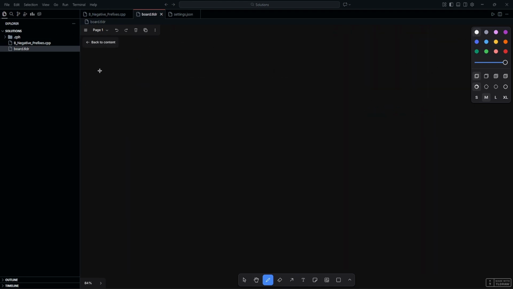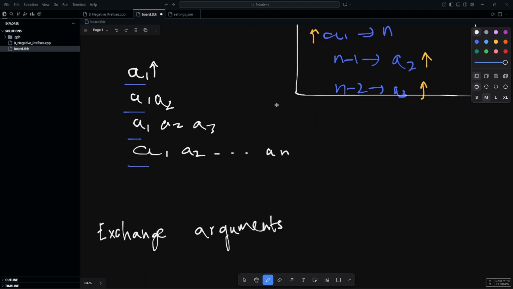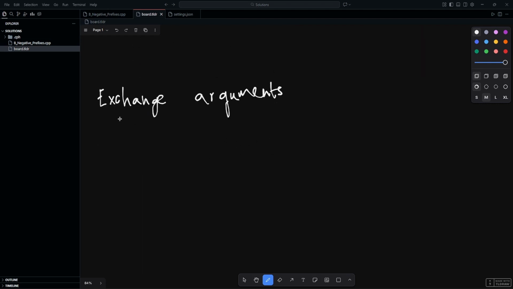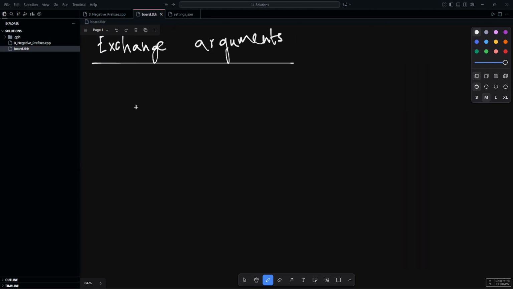But today we'll be learning a technique known as exchange arguments, by which you can prove that whatever you're thinking is right. Because sometimes while solving greedy problems, your mind may say something which might be wrong. You may never know. So that's the problem. So we use something known as exchange arguments. So what are these exchange arguments? The basic exchange argument is nothing but a proof by swapping.